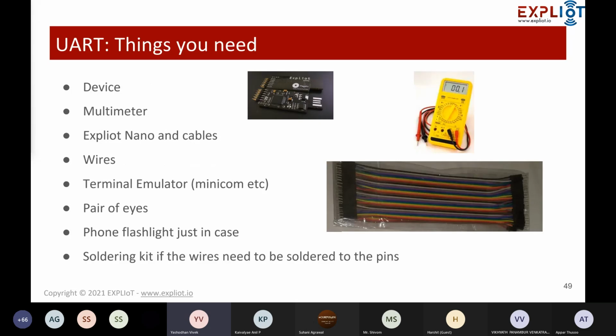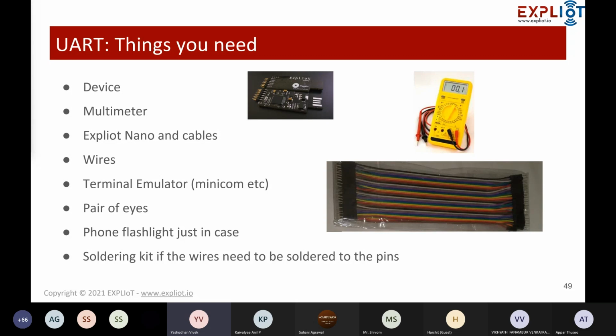So here we can see some of the things you need to hack the UART ports. You possibly need the multimeter and some wires. Of course, you need a flashlight to identify the pins, because different products come with different kinds of debug headers, which can be challenging. And you can have a USB to UART converter.